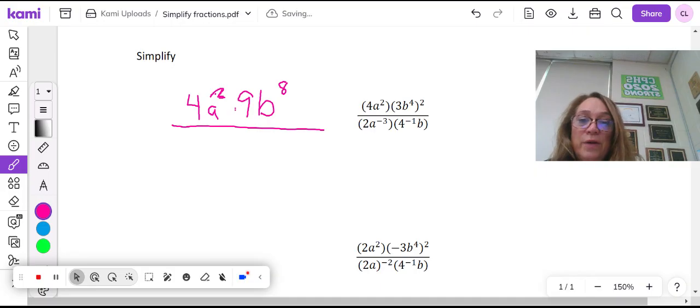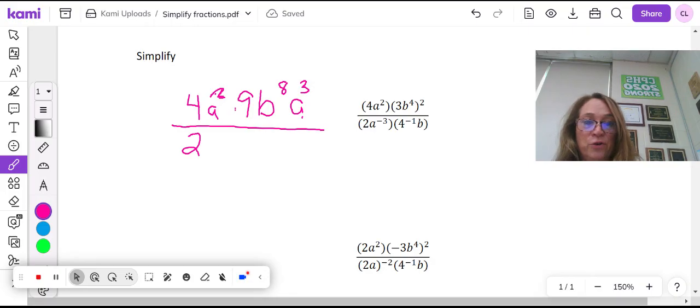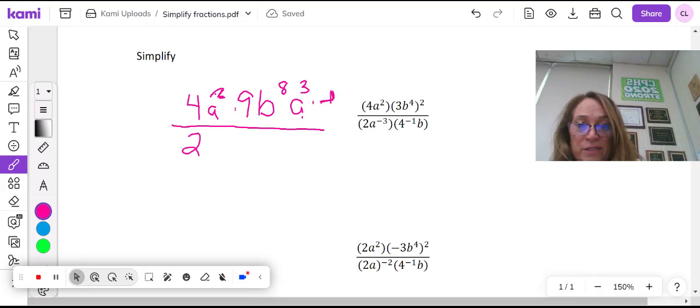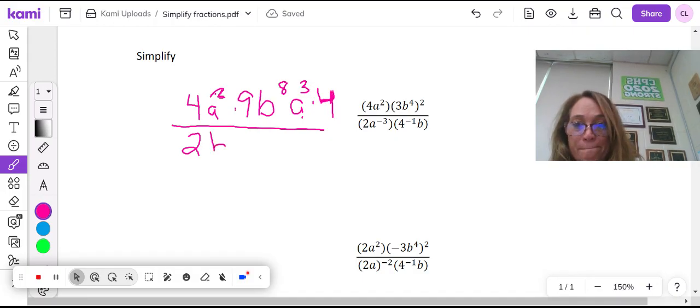Okay. So now the 2 is going to stay in the denominator, but the a to the negative third, in order to make that exponent positive, it's going to go to the numerator. So it's always a reciprocal. So things that are in the numerator go to the denominator, things that are in the denominator go to the numerator, because it's always that flip, that reciprocal. The 4 to the negative first power is going to go to the numerator for the same reasons I just said, and then the b is going to stay.